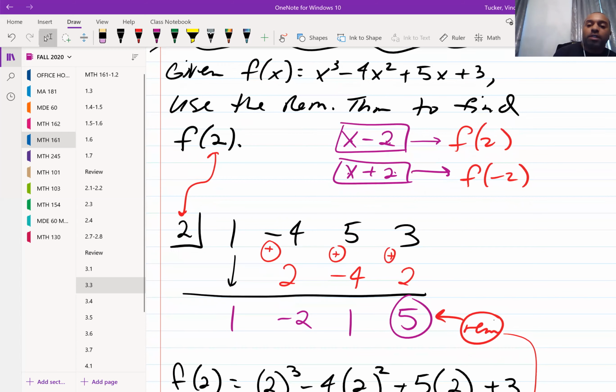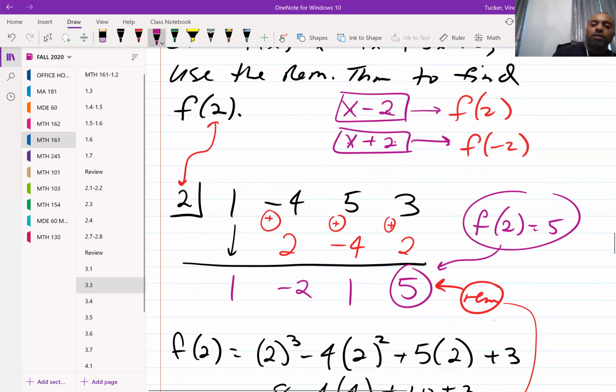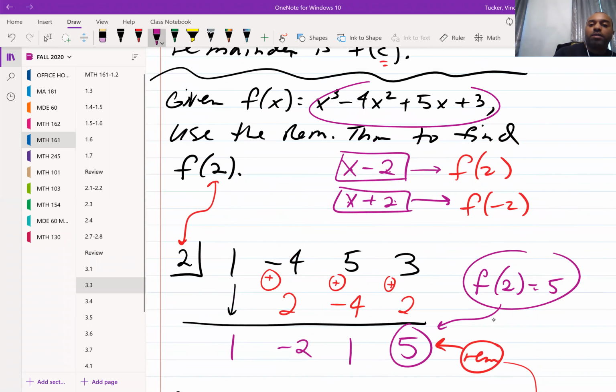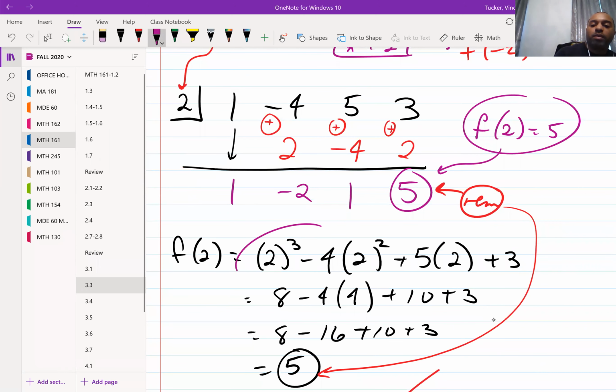And remember, we're trying to test the remainder theorem. So what we're saying is f of 2 is equal to 5. So if that's the case, let's plug in 2 and see what happens. So remember, this is our function. And we're going to plug 2 into that function. And so that's what I did right here.